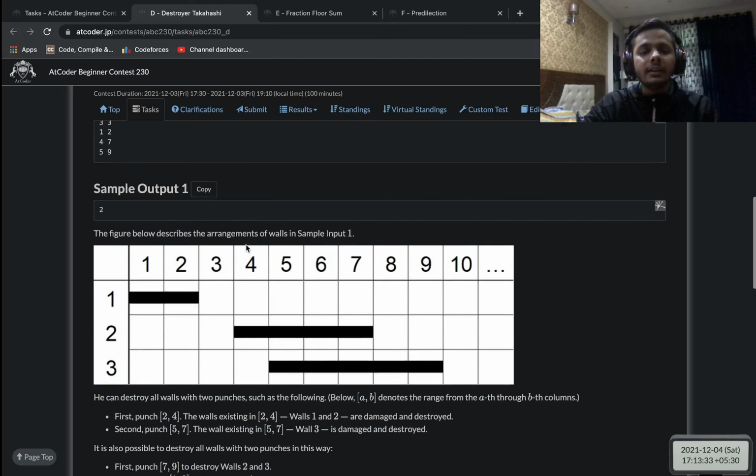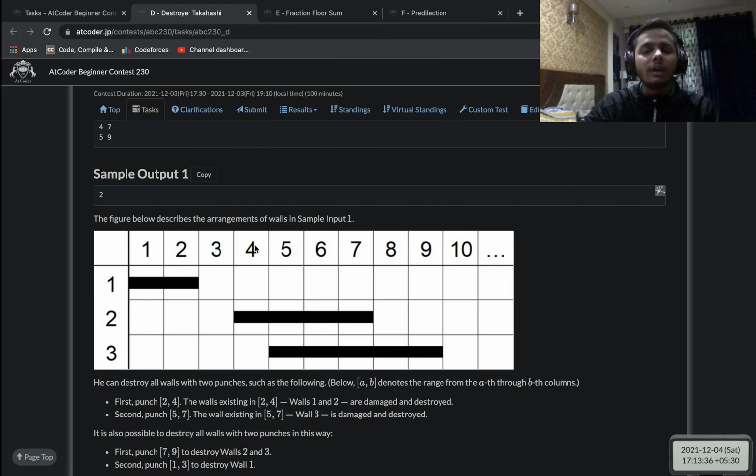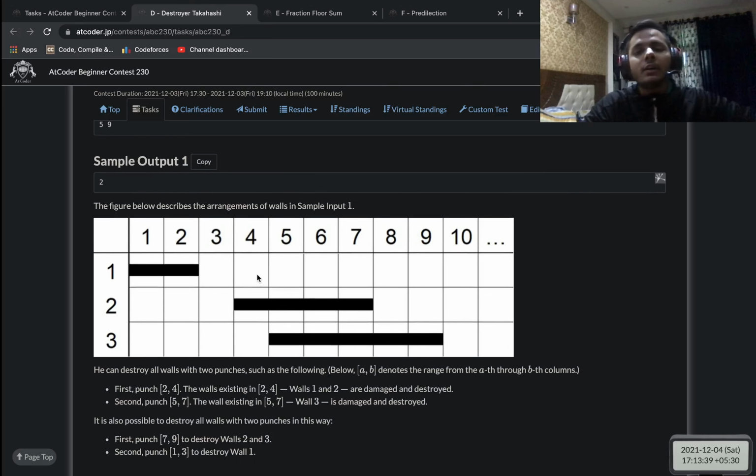If we try to understand this test case, here the value of d is 3. So if we punch at the column number 4, then all the walls which are at column number 4 to 4 plus 3 minus 1, that is 6, will be completely destroyed. And what we notice is that these two walls, wall number 2 and wall number 3, lie in that particular range, which means they have some part in the range. Wall number 2 lies in 4 to 7, so it has an intersection with 4 to 6. Similarly, wall number 3 lies in the range 5 to 9, which again has an intersection with 4 to 6. So if I punch at x equal to 4, then both of these walls will be destroyed, and I'll be left with just one wall which can be destroyed with another punch. And hence the answer to this test case is 2.